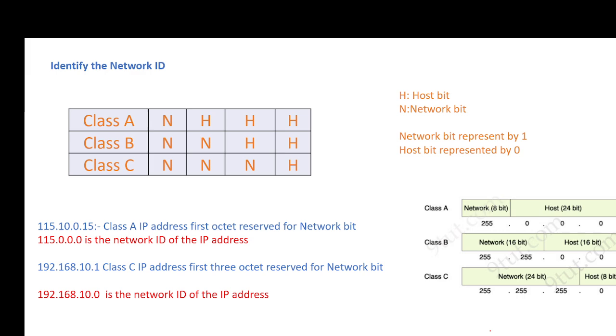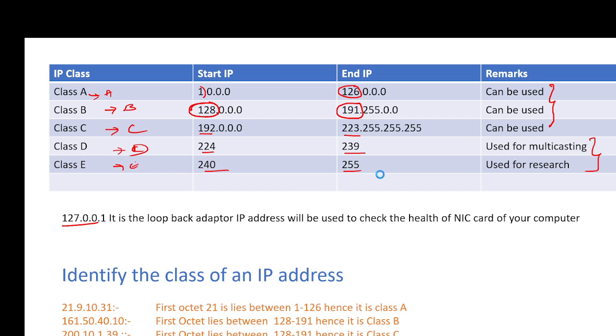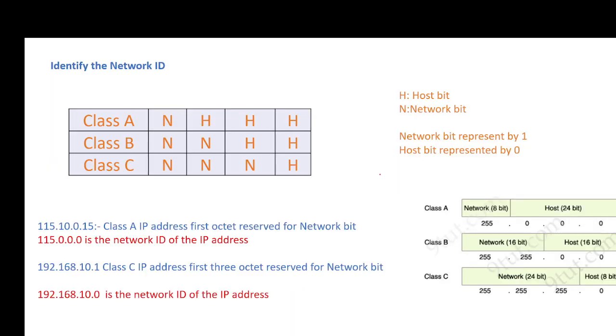So I have written here that an IP address means network ID plus host ID. You may ask a question, sir, why have you written network ID plus host ID, and why do we need multiple classes of IP addresses? Now we can use whatever IP address we want, right? Why do we segregate class A, class B, class C? What is the relevance of it?